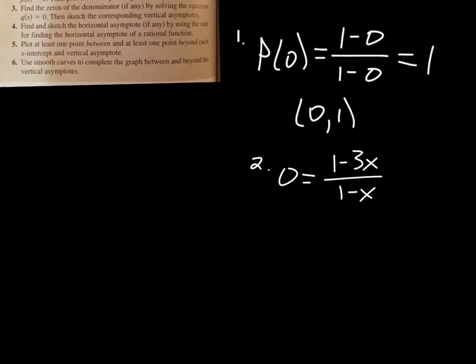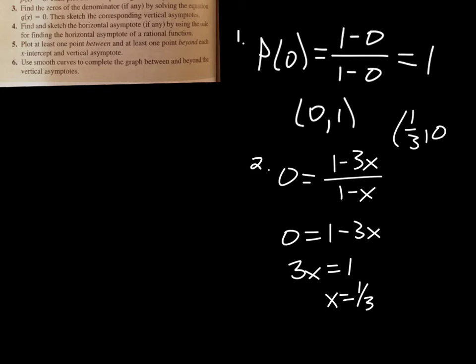And like they said in step number 2, it's really just the numerator, because again, if we multiply by the denominator, it's gone. So then we have 0 equals 1 minus 3x. So 3x equals 1, and x is finally 1/3. Okay, so we got another point that we can look at: 1/3, 0.